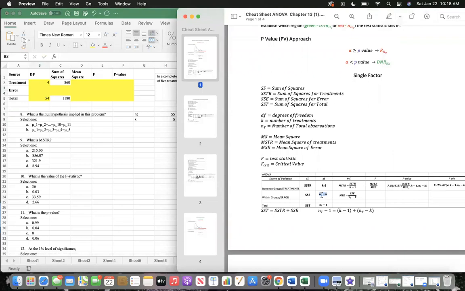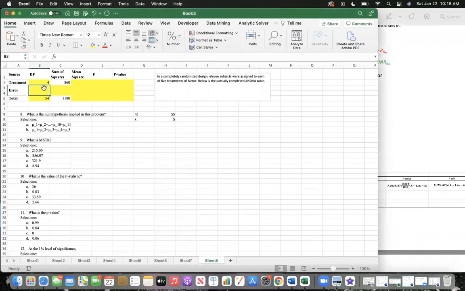I don't really know how to get this, or I don't want to do this one. There's a way around it. What you can do is just take this total and subtract it by this treatments, because these two values added together is going to give you your total. So you can take your total and subtract the degrees of freedom for treatments, and that's going to give you your error.